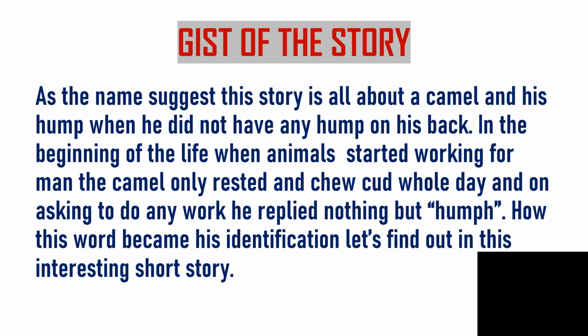Students, before starting our chapter, let's have a look at the gist of the story. As the name suggests, this story is all about a camel and his hump when he did not have any hump on his back. In the beginning of life, when animals started working for man, the camel only rested and chewed the whole day. And on being asked to do any work, he replied nothing but hump. How did this word become his identification? Let's find out in this interesting short story by Rudyard Kipling.